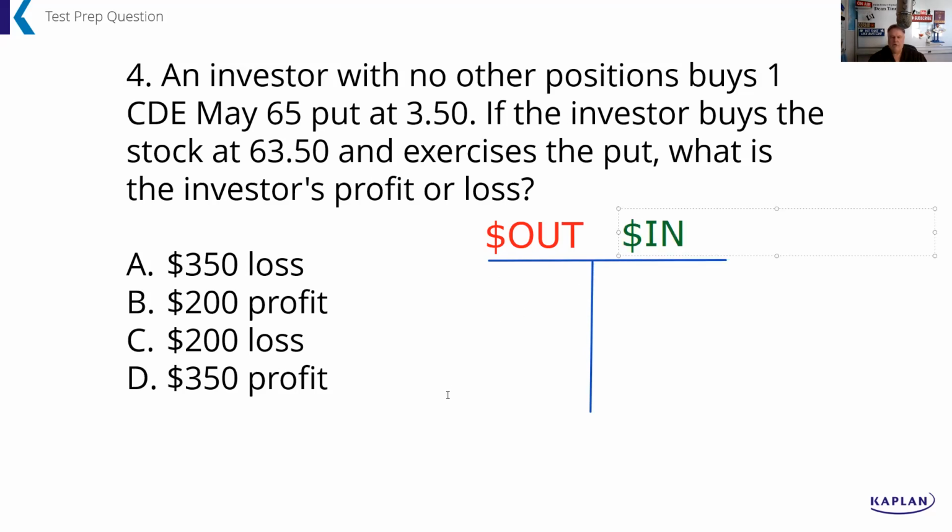All right, so there's my T to track money in and out. Now, again, I suggest you do things on a per share basis. So let's see. We're going to track this money. We bought a May 65 put at 3.5. So maybe before we get started, maybe we just want to follow our thing. What we're going to do here is say, okay, this is a choice. Choices cost money. This is a choice to sell CDE at the strike price.